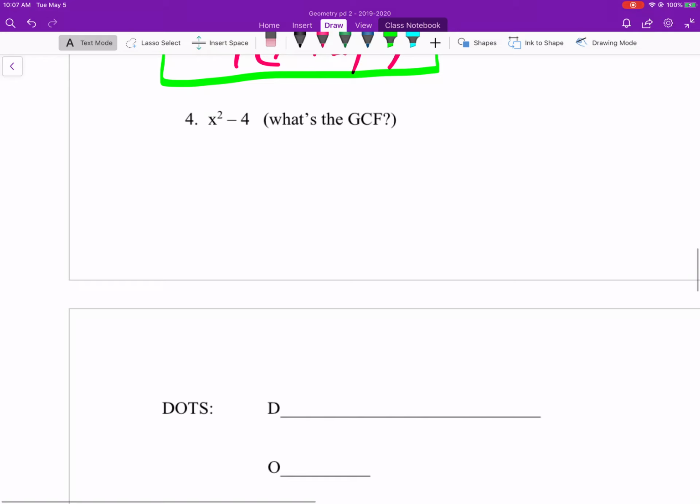Next, what's the GCF for number 4? X squared minus 4. Think about that for a second.